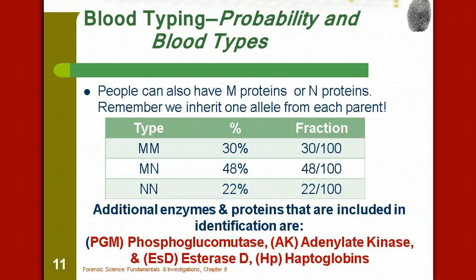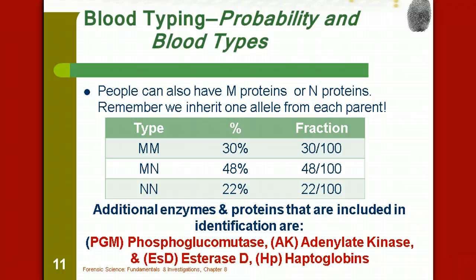Another blood typing test that we can do is for what are called the M and N proteins. Now remember, you inherit an allele from each parent. So it's almost like getting dominant versus recessive alleles. So you can inherit homozygous for M, getting both M's from both parents. You could get one of each, be heterozygous. You could get an M from one parent and an N from the other. Or you could inherit two N's and be homozygous for that N allele. So we've got 30% for MM, 48% for MN, and 22% for NN.